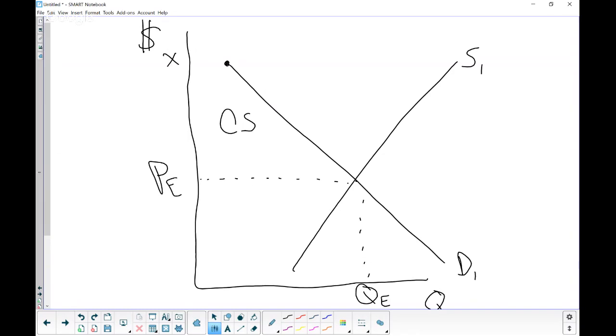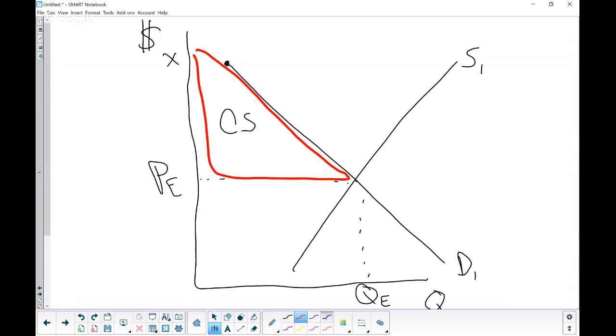This person wanted to pay down here, but nobody sold it to them. So they actually did not purchase anything. So anybody beyond this intersection did not make a purchase. So this area here is our consumer surplus. Okay, that area there is our consumer surplus.